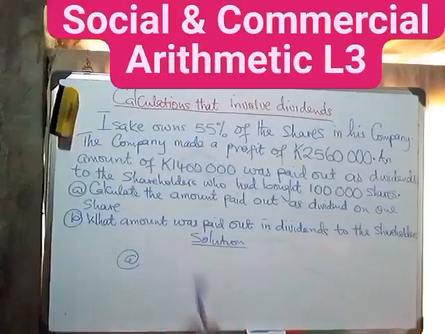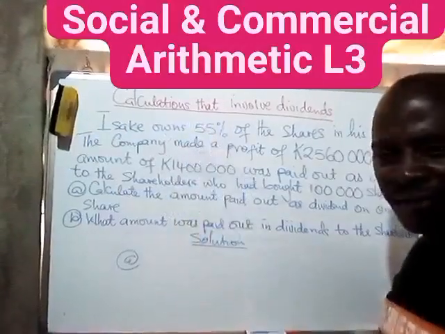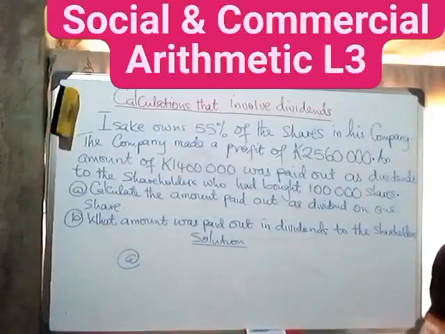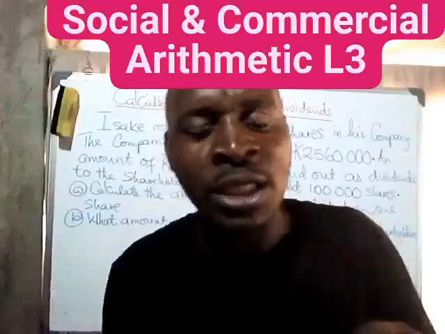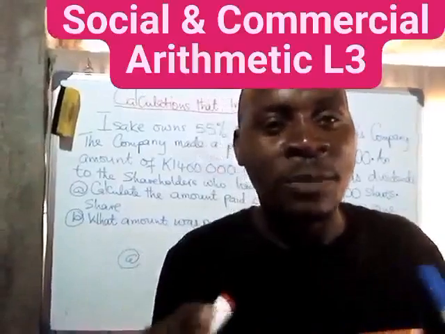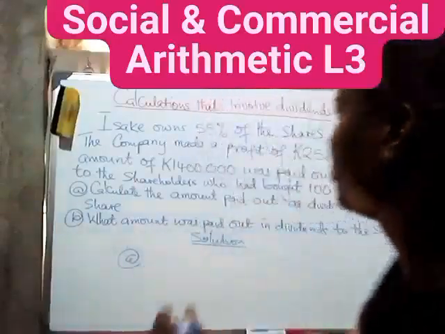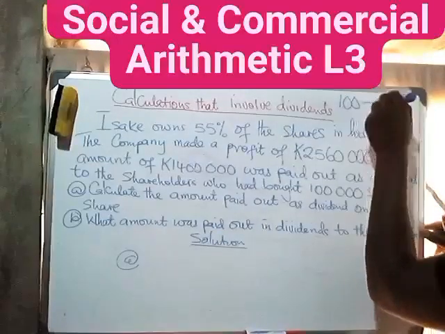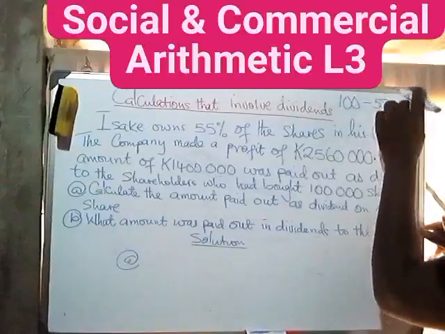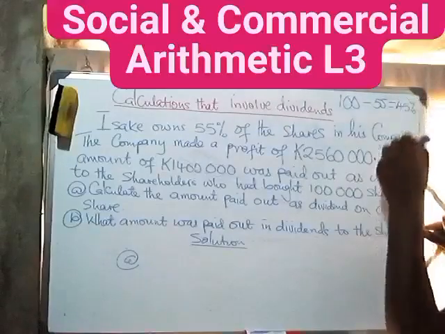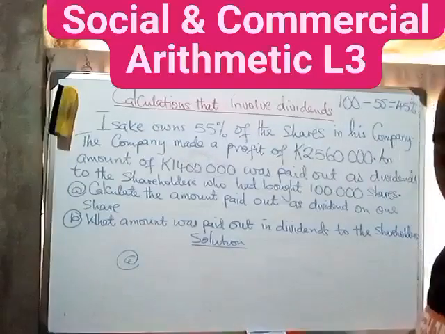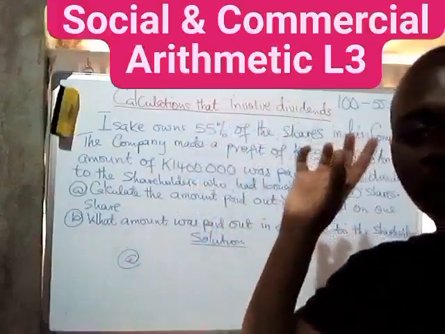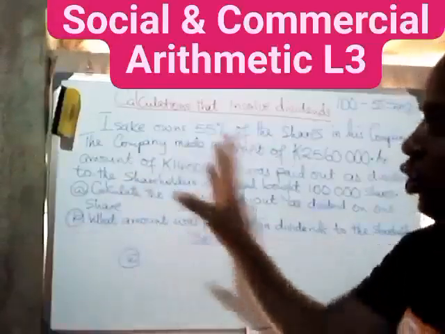So we have an example here which says Isake owns 55% of the shares in his company. Now look, this is a company of Isake, and the owner of the company owns 55% of that company. This means 55% out of 100. If you say 100 minus 55, we will remain with 45. So 45% is not owned by Isake. He owns the 55%. This means that 45% is owned by other people, not the owner of the company.